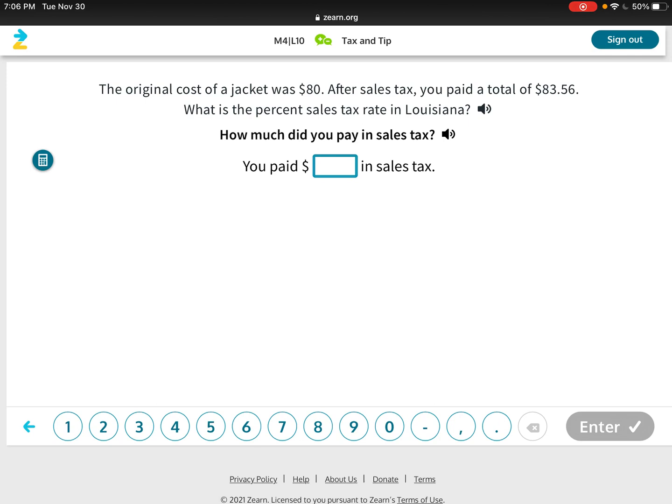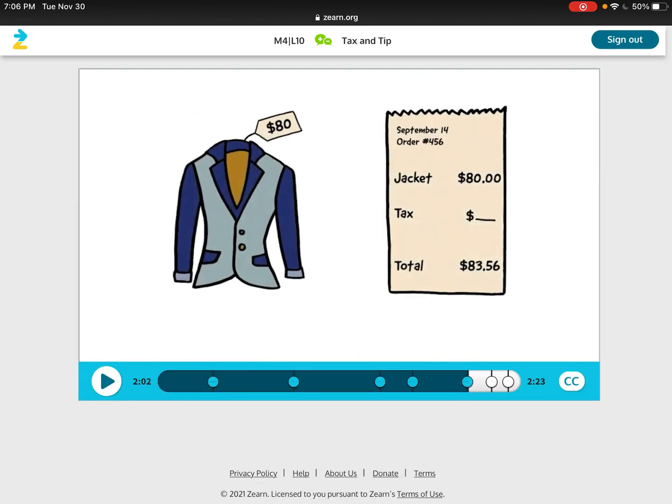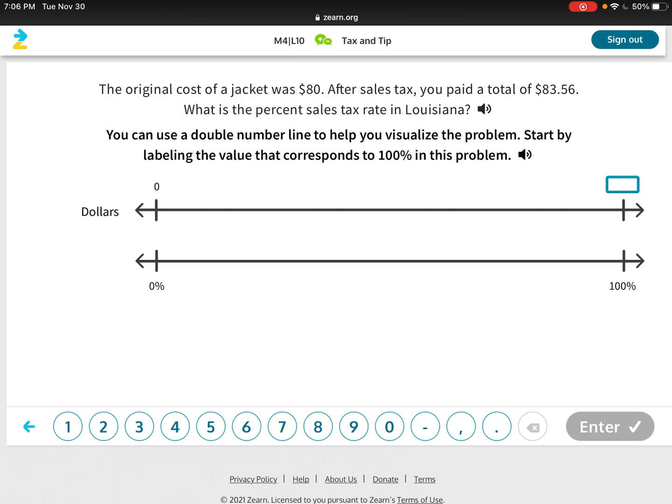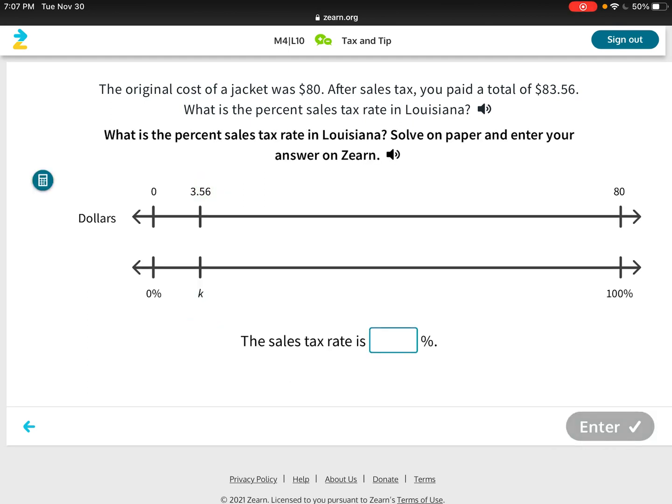The original was $80. You paid $83.56 for the jeans, so we paid an extra $3.56 in sales tax. And now we're going to have to figure out what percent that is. So the total was 80. We know that we paid $3.56. We just need to know the percent.